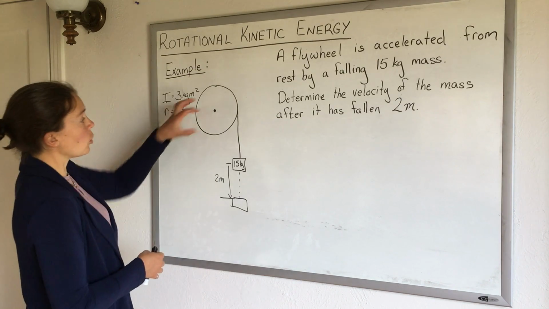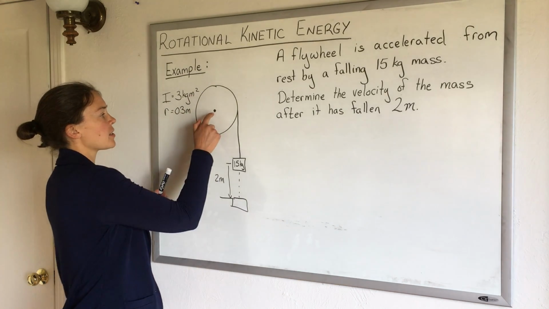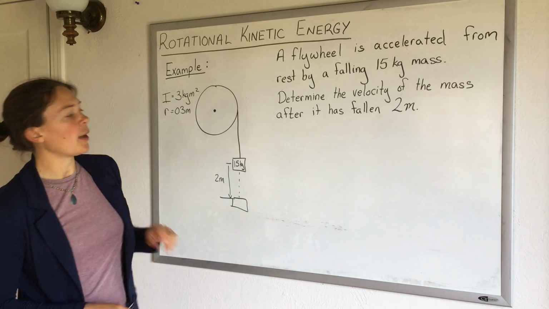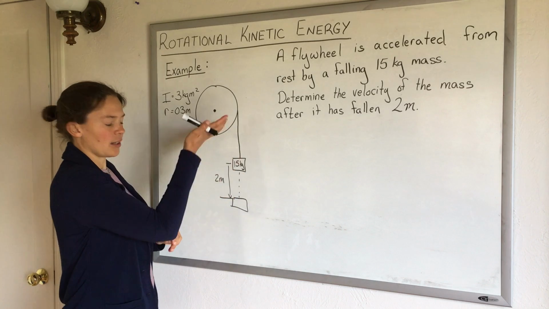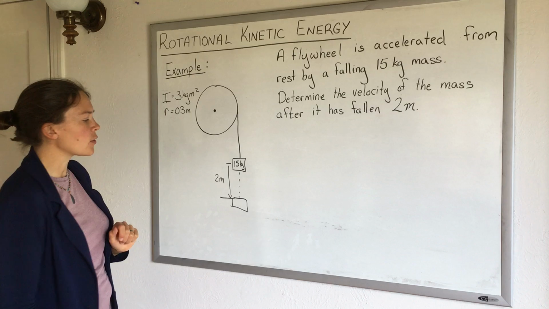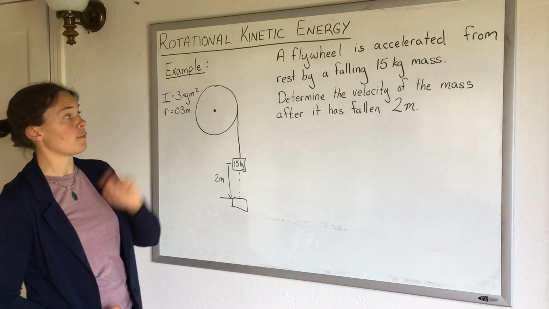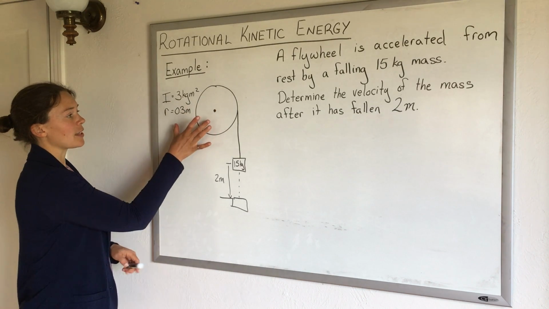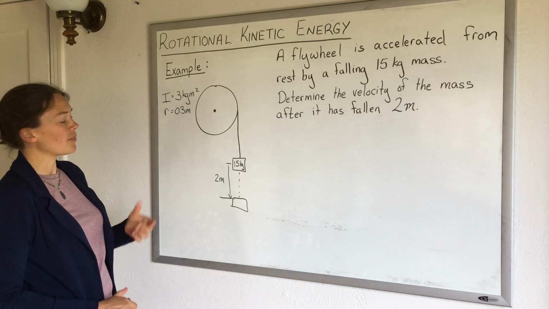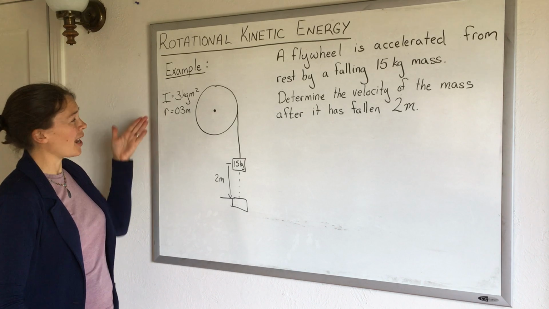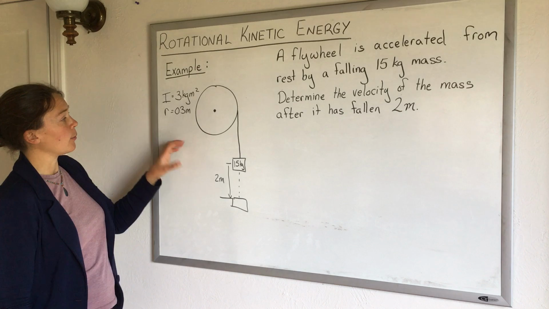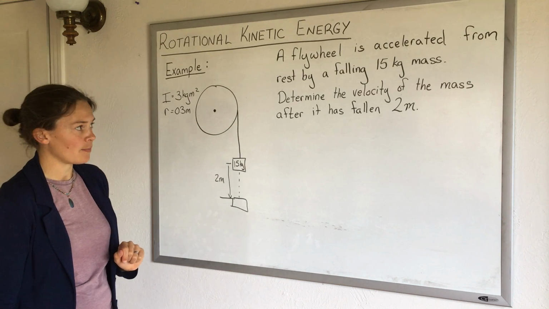In this example, I have a large flywheel that's got a fixed center of rotation at the middle. It's being accelerated from rest by a 15 kilogram mass that is falling. I want to know the velocity of the mass after it has fallen 2 meters, starting from rest. I'm also given that this flywheel has a mass moment of inertia of 3 kilogram meters squared. I don't know the mass, but it's okay, I just need the mass moment of inertia. And I'm given the radius of this flywheel is 0.3 meters.